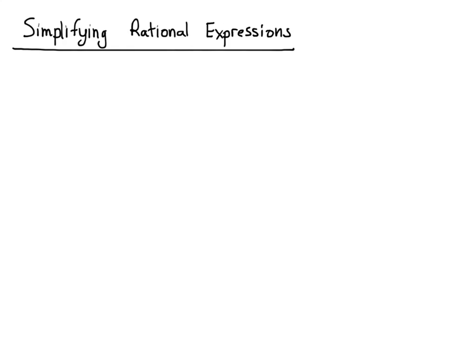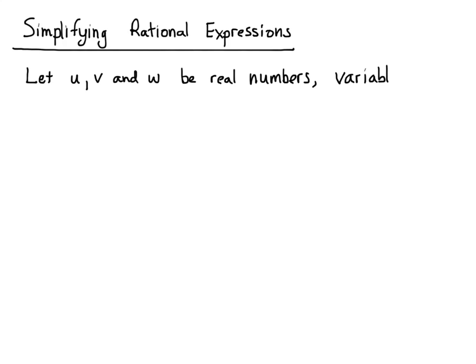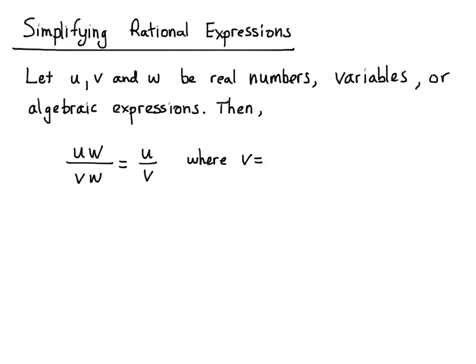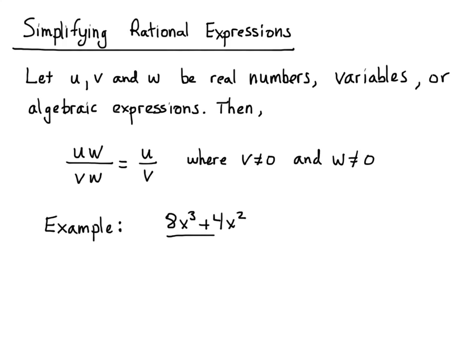Okay, so let's go on to simplifying rational expressions. If we have, let's say, u, v, and w, and these can be anything, numbers, variables, polynomials, algebraic expressions, when we say uw over vw equals u over v, in other words, we're canceling out the w, that's only valid when v does not equal 0 and when w does not equal 0. So I'll put that in the form of just an example here.